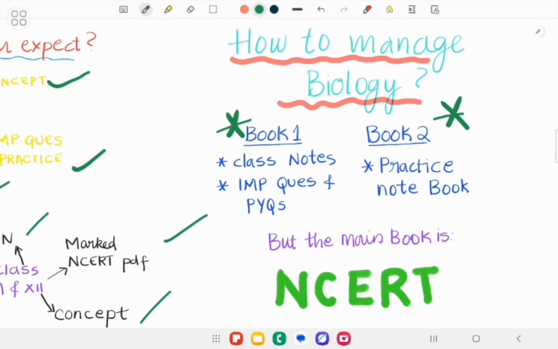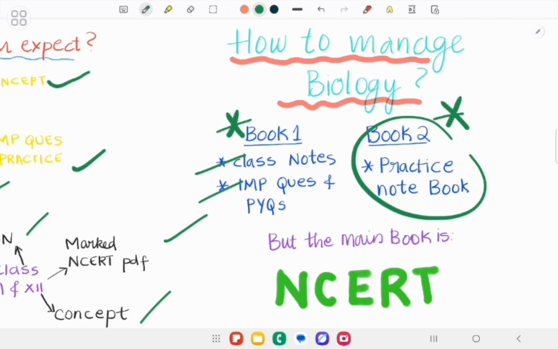So how to manage biology, if you ask, right? You should have 2 books, book 1 and book 2. Book 1, you should maintain as class notes, right? Whatever happens in the classes, whatever your teacher is going to provide, any important points which you have to note, you can use it as book 1. And important questions and PYQs which your teacher says in classroom, you have to make sure you write in that book, so that when you're revising it, it is going to be easy.